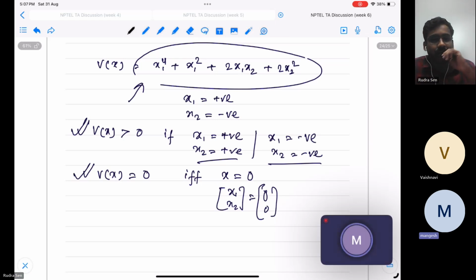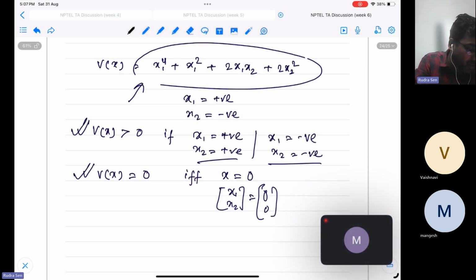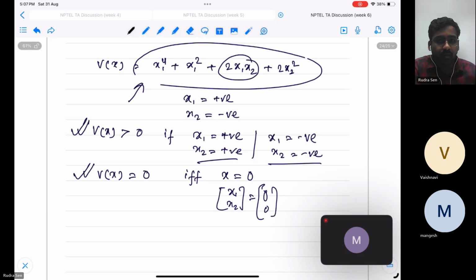This is the solution given by NPTEL, so I'm just confused about this term, because I'm not sure whether it can be used. That is why I have asked you in the question and answer forum.